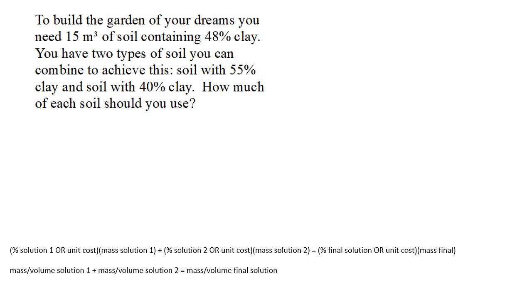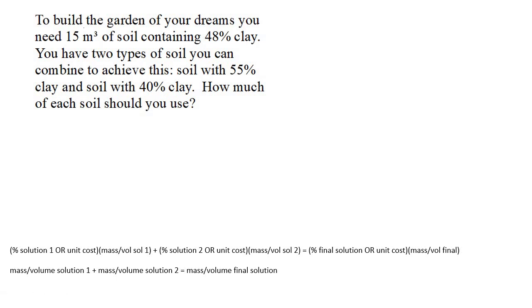To build the garden of your dreams, you need 15 cubic meters. That's like a volume. Okay, so that's a volume. And this can be mass or volume. I didn't update the notes on that part. Okay, there I've updated it now. So we've got mass, volume. So to build the garden of your dreams, you need 15 cubic meters of soil containing 48% clay.